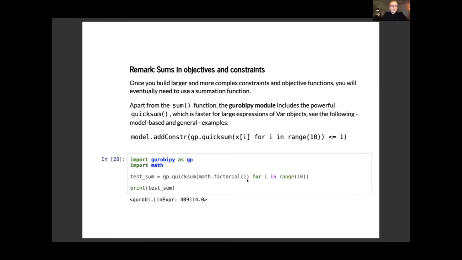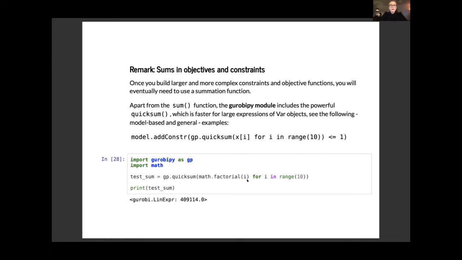But I want to have a small remark in between here. As you might have seen, we have very simple constraints in here. Most of the time, once you build a larger and more complex model, you will have larger and more complex constraints and objective functions. You will eventually need to use a summation function. There is the sum function that we already were talking about when we were talking about the general way that Python actually sums up things in the background.